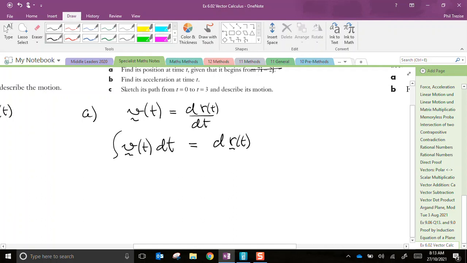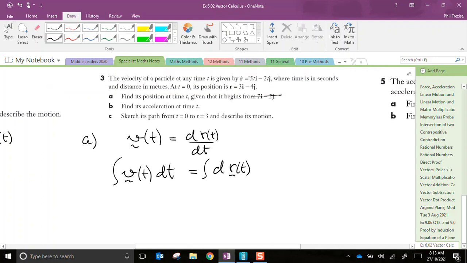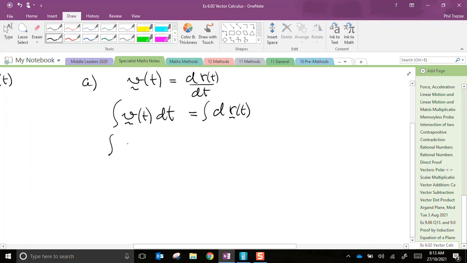Now the way to solve this is to do the integration. So I'll replace v(t) with this formula 5t i minus 2t j. So I need the integral of 5t i hat minus 2t j hat, still dt there, meaning we're integrating with respect to t, the time variable. And remember, the integral of d something is just that thing, it's r(t).